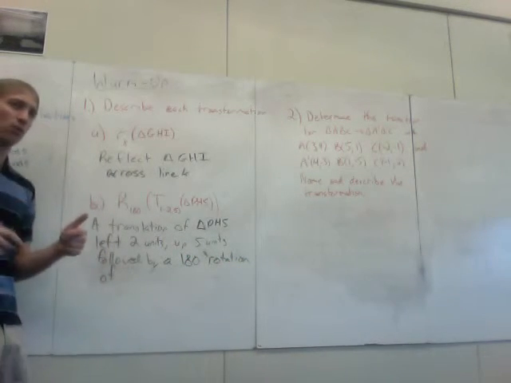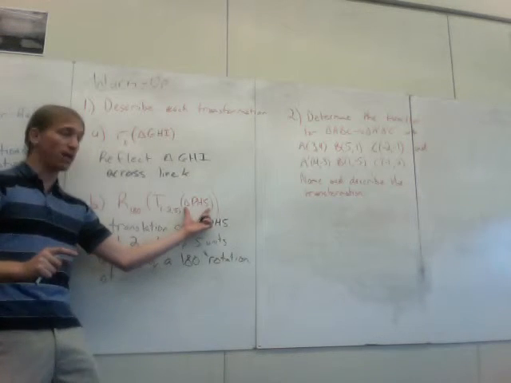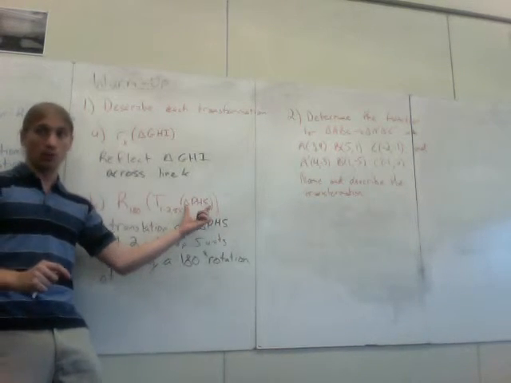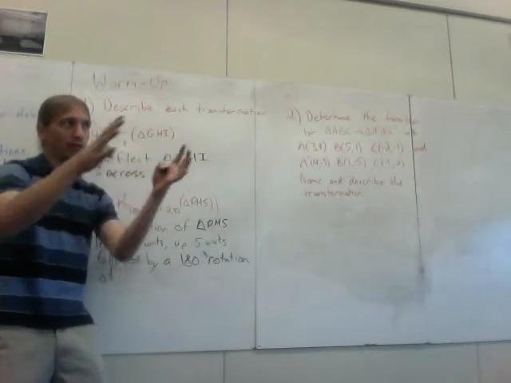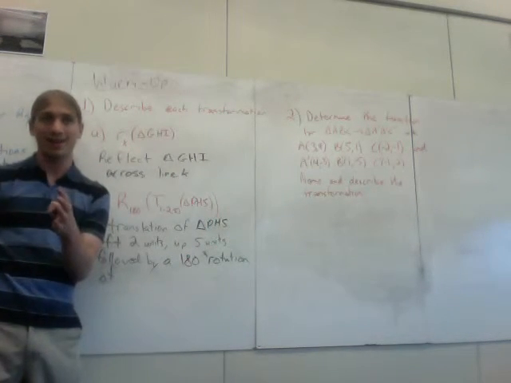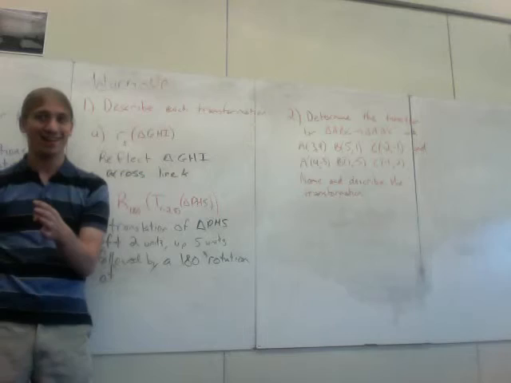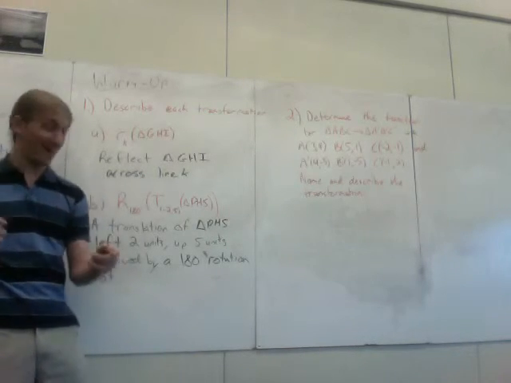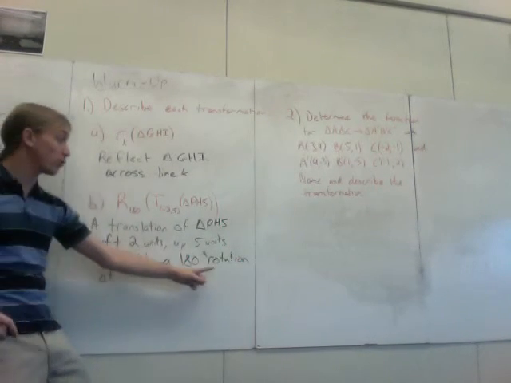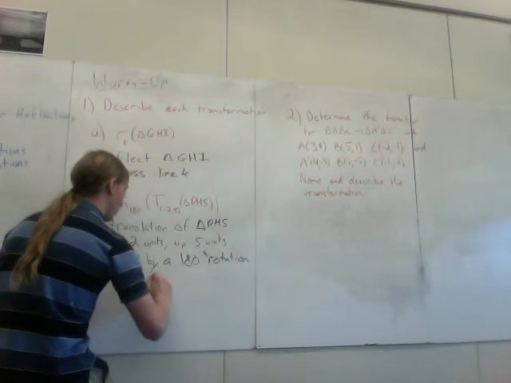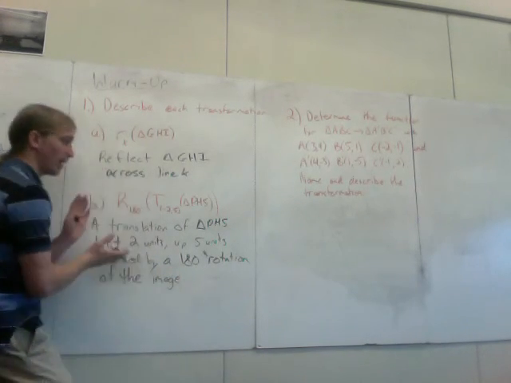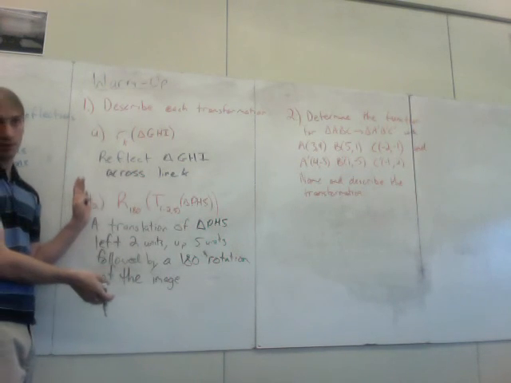And what's the thing we're rotating? That's the key. Are we rotating the original triangle? No. We're rotating the translation of it. And after we translate something, that result is called the image. So followed by a 180 degree rotation of the image. Right? So that's how we interpret this statement.